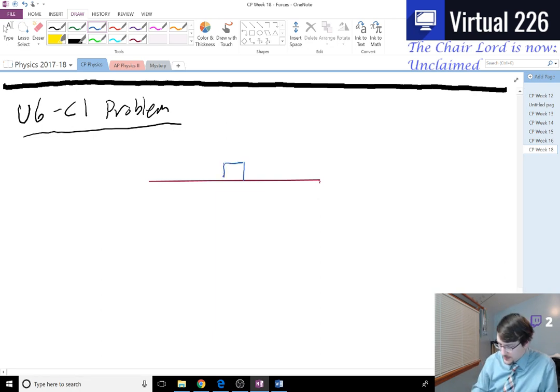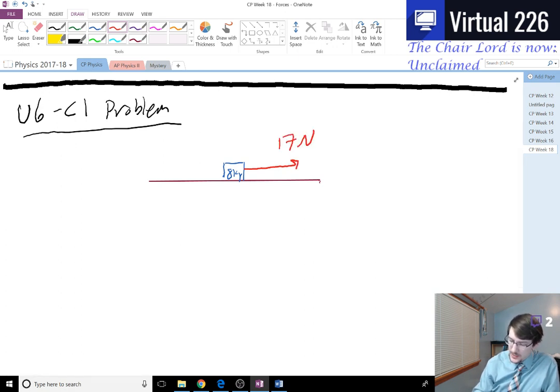Let's say this block has a mass of 8 kilograms. If we have two forces acting on this block, one to the right at, let's just make a number, 17 newtons, and let's say that the block begins to accelerate to the right at a value of, I don't know, 0.4 meters per second squared. What is the value of this mystery force on the backside?